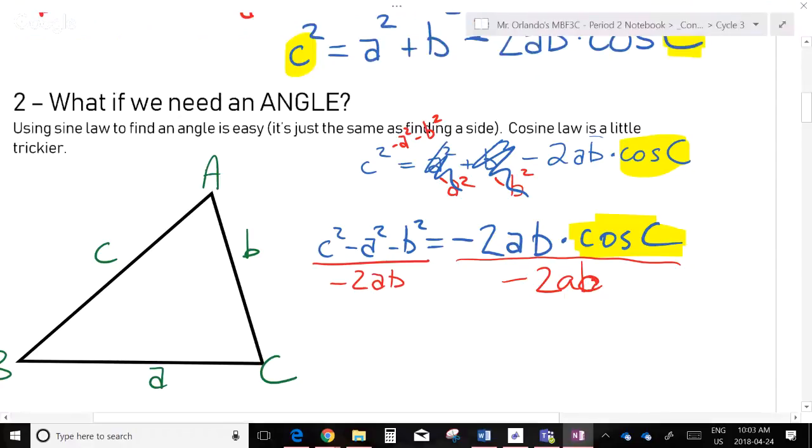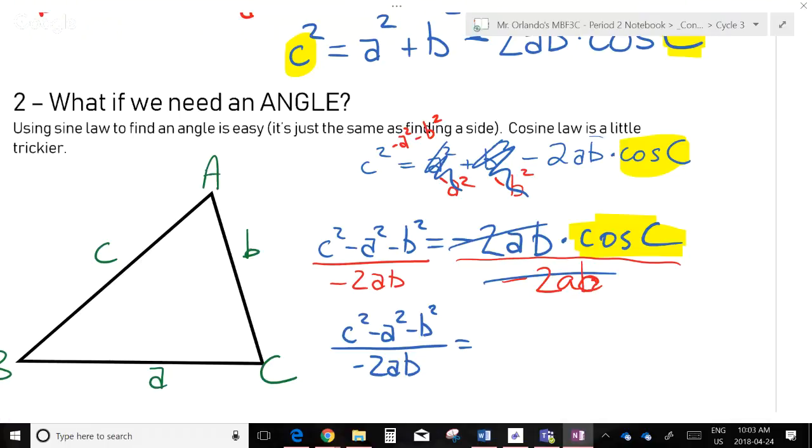And what I end up with is C squared minus A squared minus B squared over negative 2AB equals, what's going to be on the right side now? That's all going to cancel with all that. And what remains? The negative 2 canceled with the negative 2. The A canceled with the A. The B canceled with the B. What's left over here?